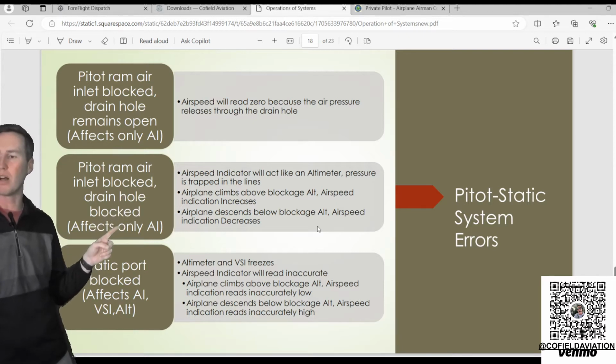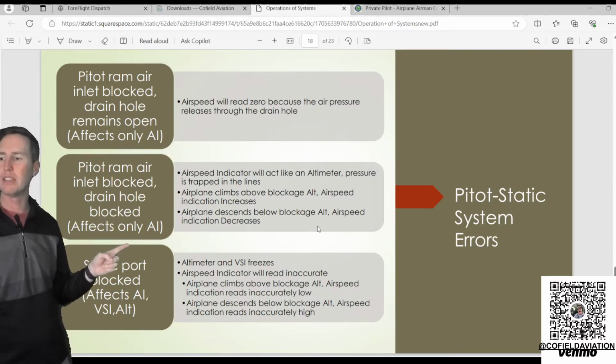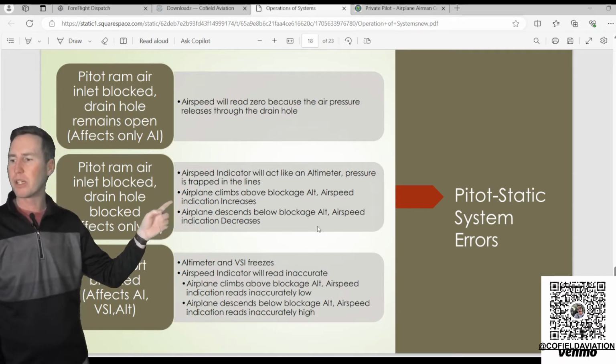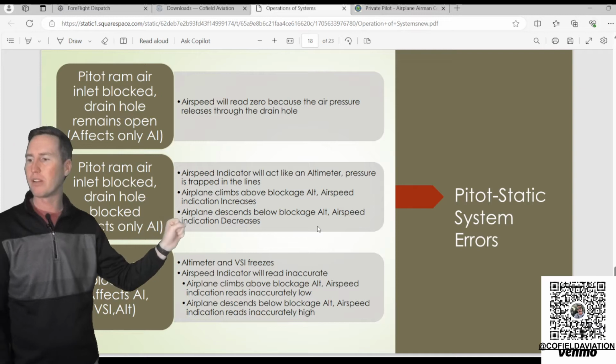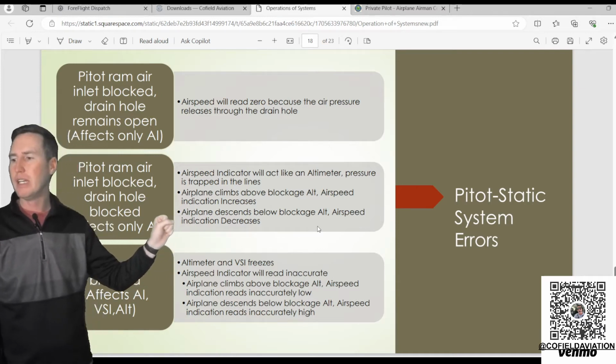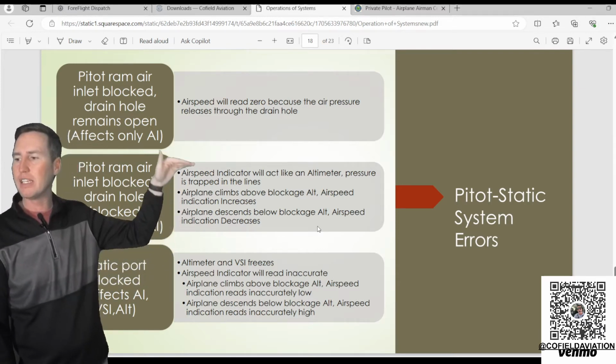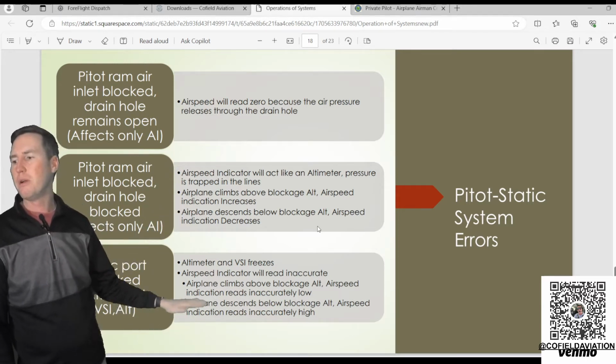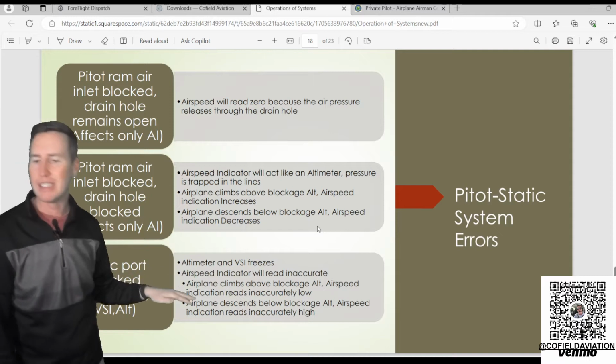The other would be your Pitot ram air inlet is blocked. The drain hole is also blocked. Again, the only thing that is affected is the airspeed indicator. The airspeed indicator will act like an altimeter, so pressure is trapped in those lines. As the airplane climbs above the blockage altitude, the airspeed indication will slightly increase. As the airplane descends below the blockage altitude, airspeed indication will slightly decrease.